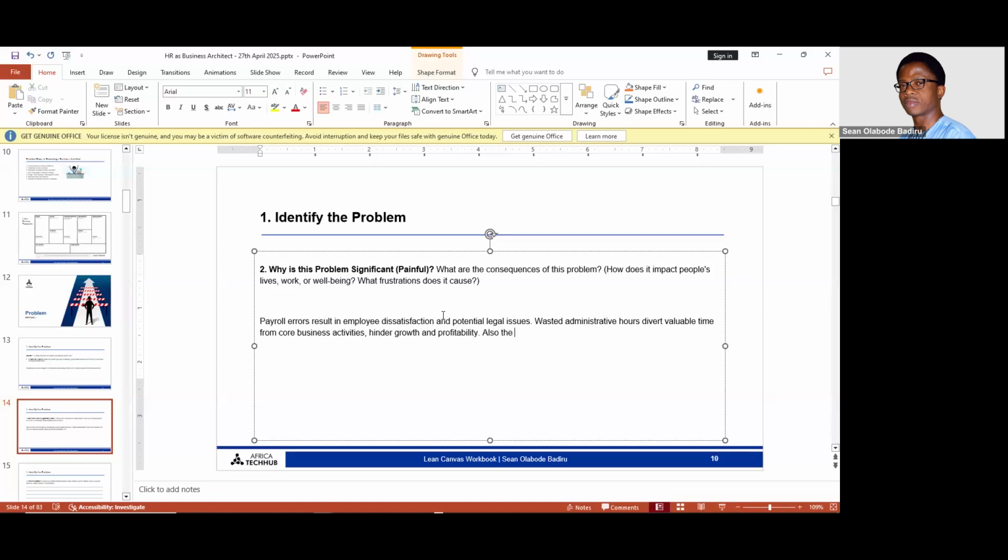I think the owner of the business will also be stressed if this happens, working longer hours than they should. So the owner is stressed and is working longer hours than they should. Okay, so this is why the problem is painful.